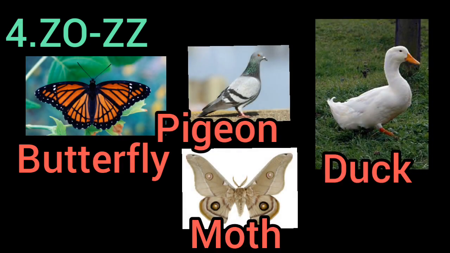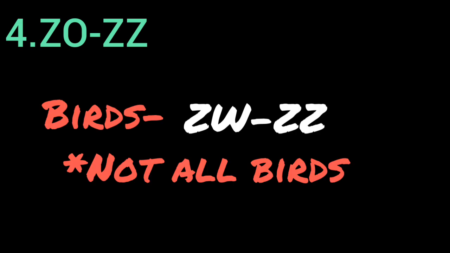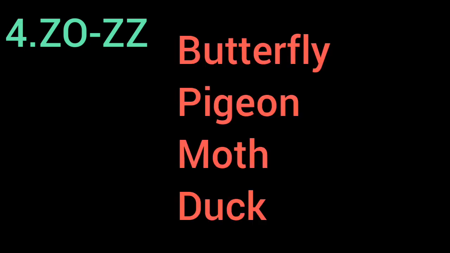Now here you have a possibility to do this question wrong in your exam, because we have written birds in ZW and ZZ type, but not all the birds. Pigeon is having ZO and ZZ type. So please keep this in mind. So here are the examples: butterfly, moths, pigeons, ducks. So we are very much clear about the examples.